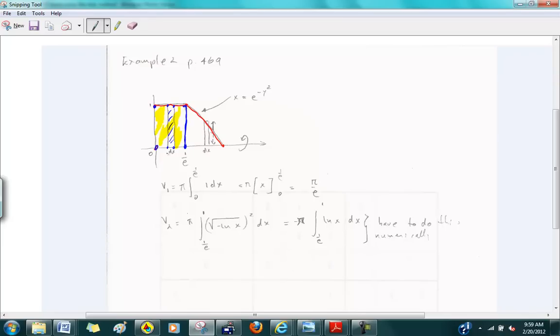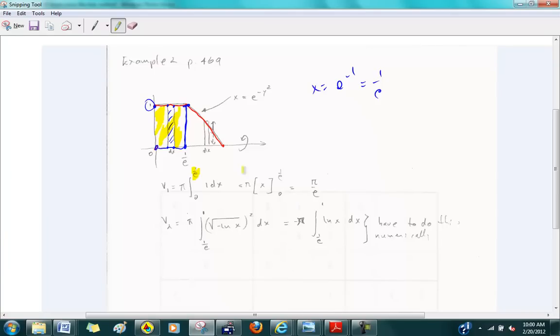My height of the cylinder is 1 over e, because that's the point that I get when I put y equals 1 here. The y coordinate here is 1, as you can see. So then x would be equal to e to the minus 1, which is 1 over e. That's where this limit comes from.